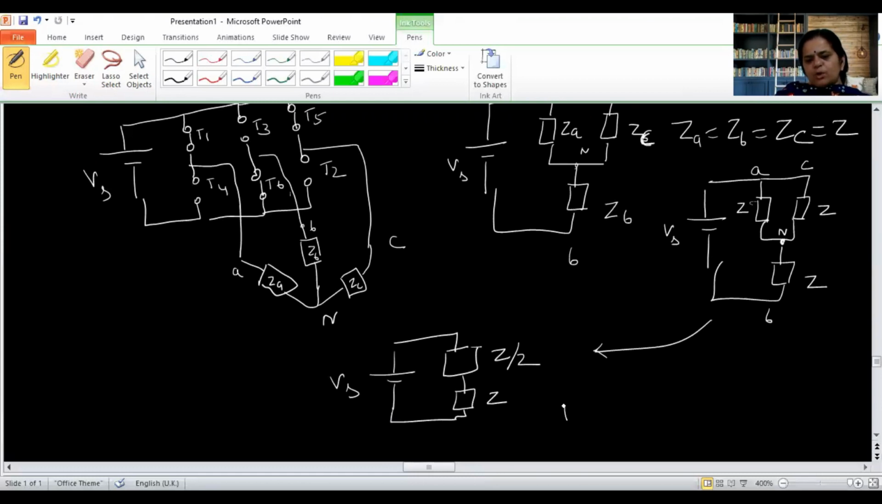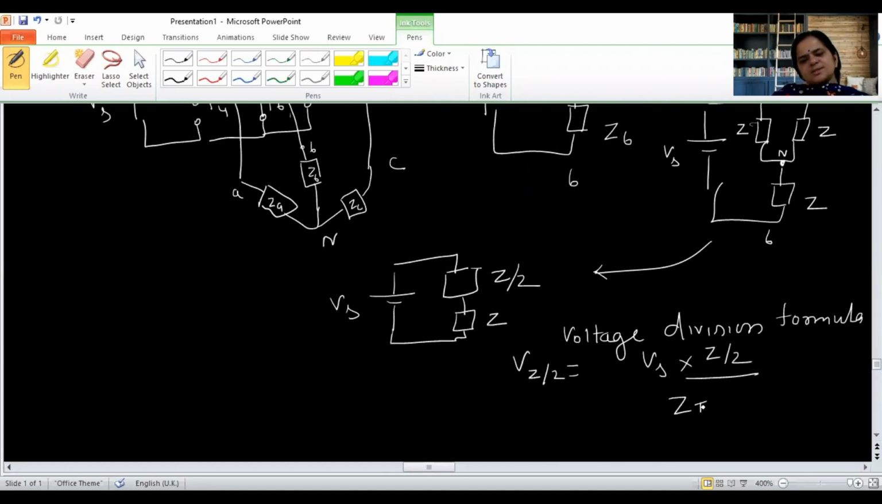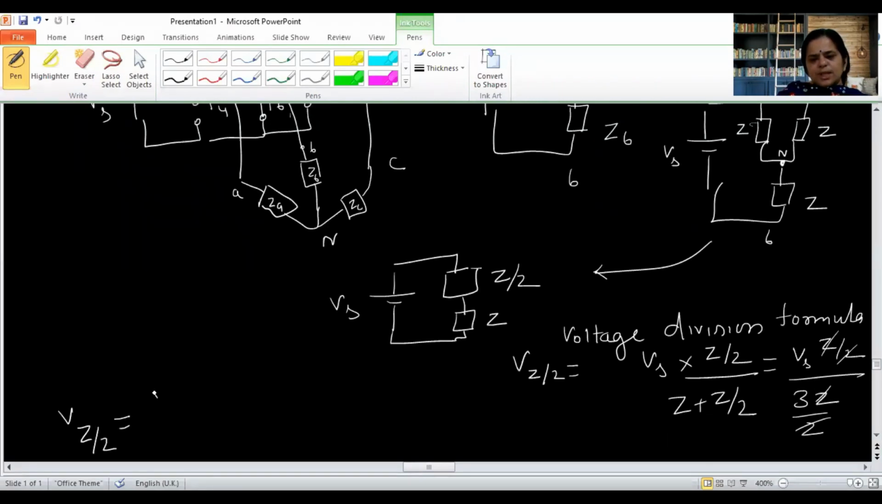So as per the voltage division formula, the voltage across Z by 2 is Vs into Z by 2 divided by Z plus Z by 2. So what am I going to get? Vs Z by 2 divided by 3Z by 2. So 2 cancels 2, Z cancels Z. So what I am going to get is Vz by 2, that is Vs by 3. And this is nothing but VAN, because in parallel combination voltage remains the same. So it is equal to VAN and this is also equal to VCN.